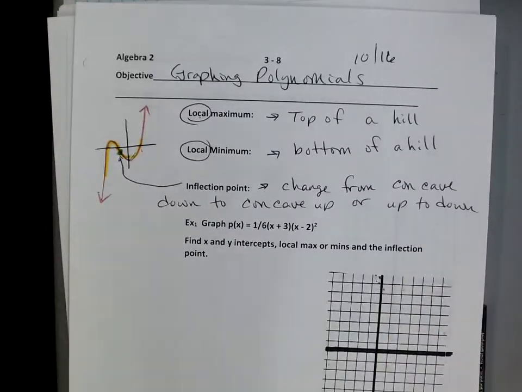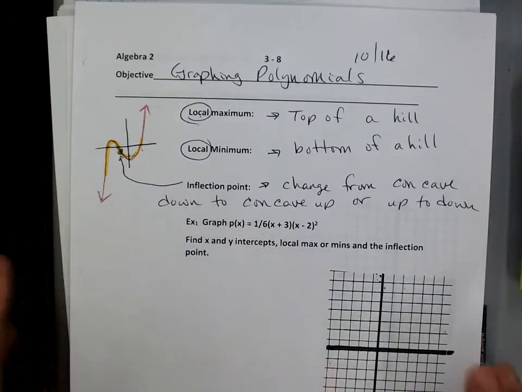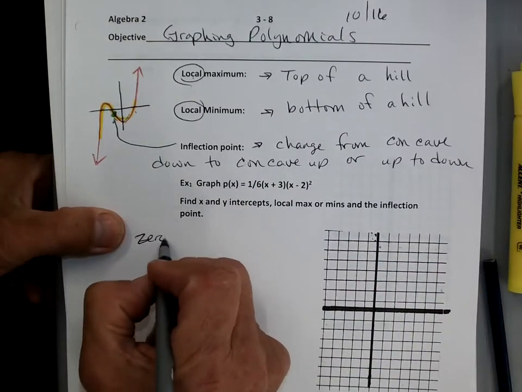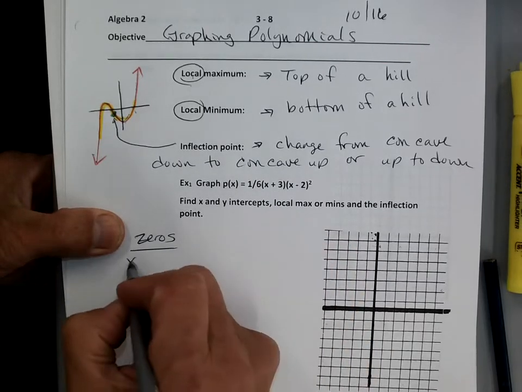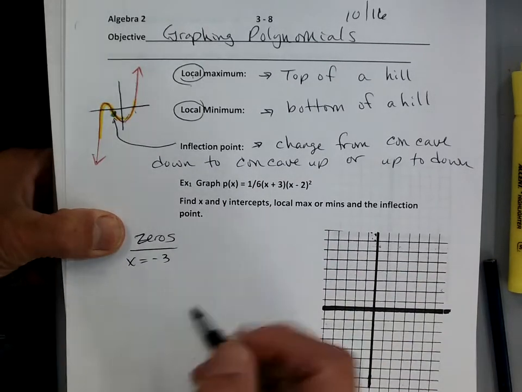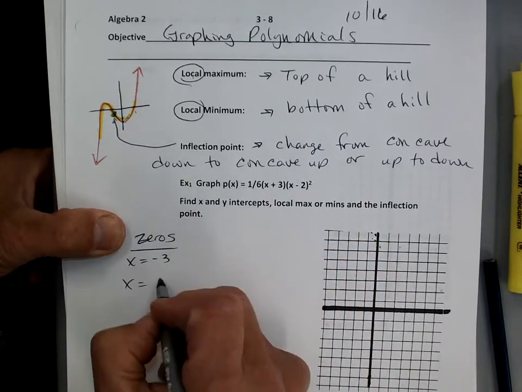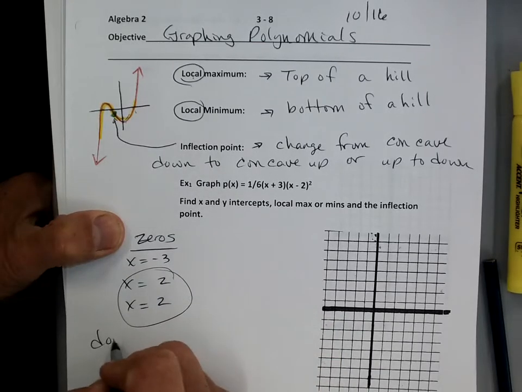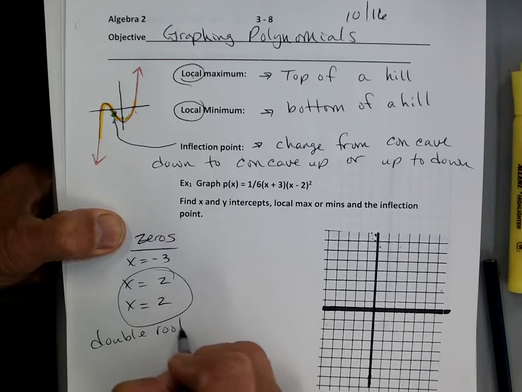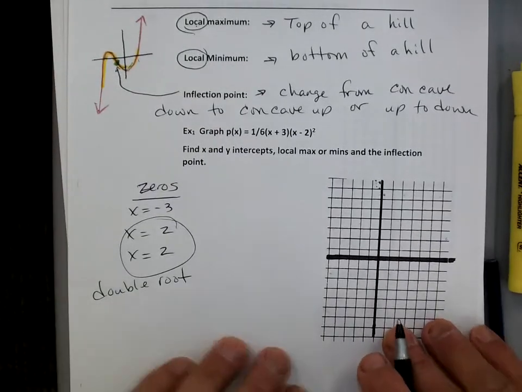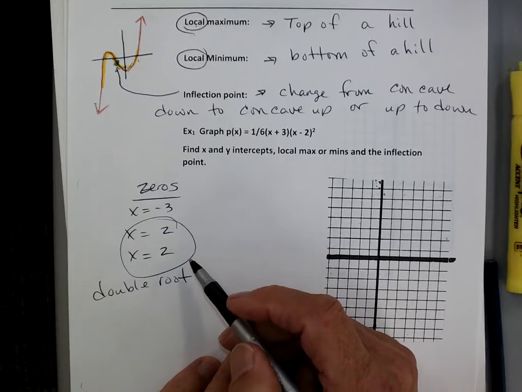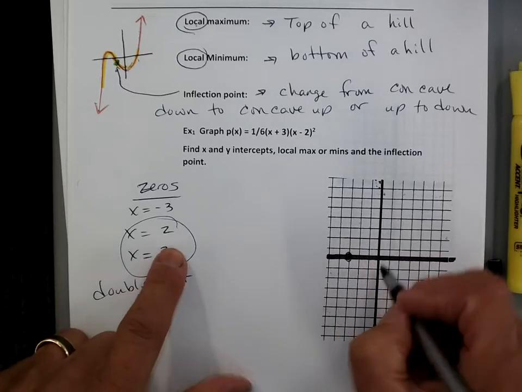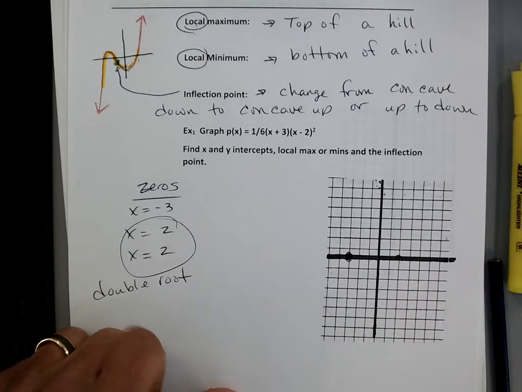Now, let's graph. Before I do a whole lot of graphing, there's a few things I know. I do know that I'm going to have a zero at -3. I know that without even using my calculator. And I'm going to have zeros at 2 twice. Okay, 2 twice. Now we call that a double root. So to be a double root, it means it's got to go through it twice. Well, let's put down the -3, 2, 3. That's there. Now, 1, 2. Okay, now it's got to go through this twice.